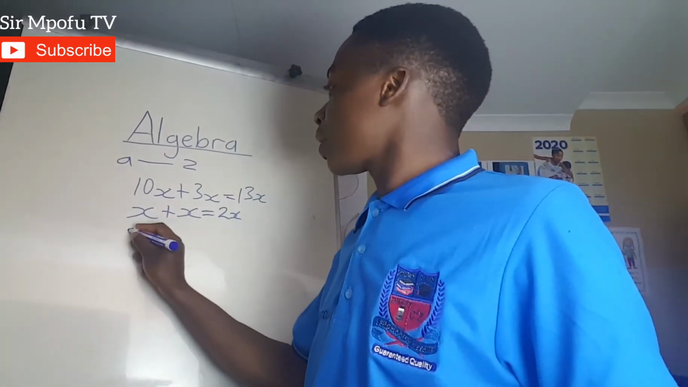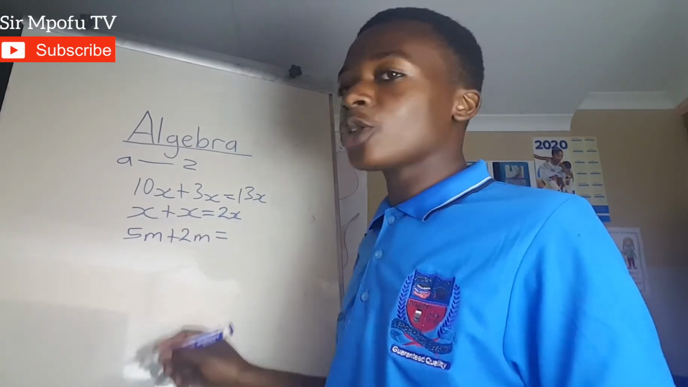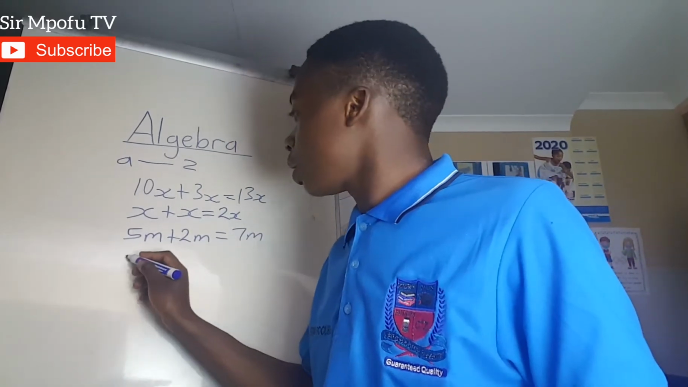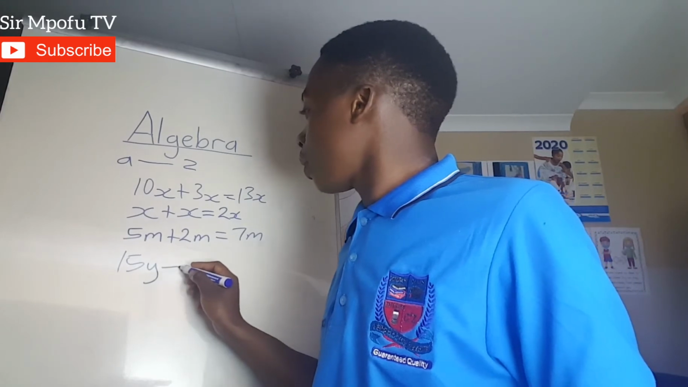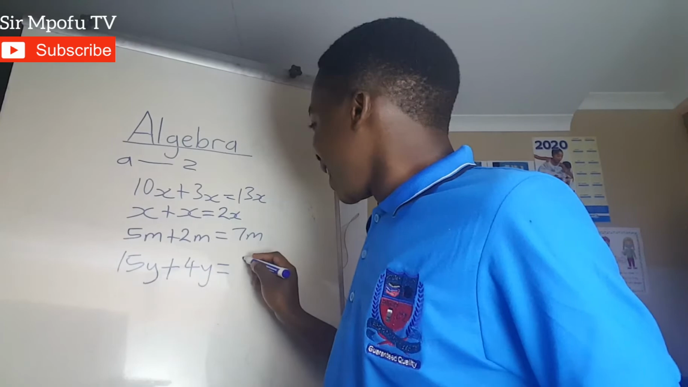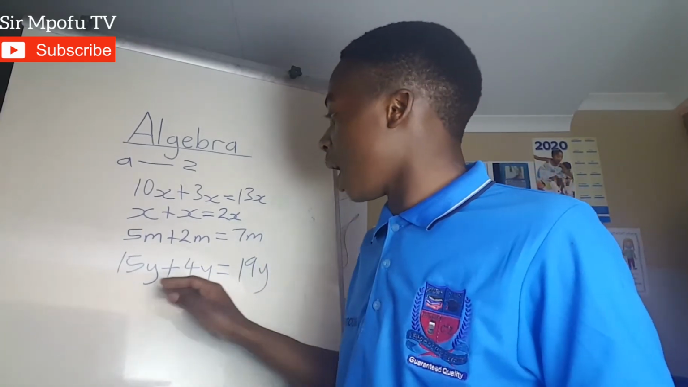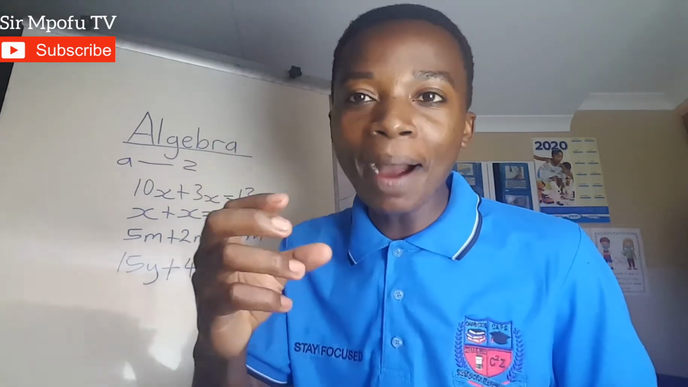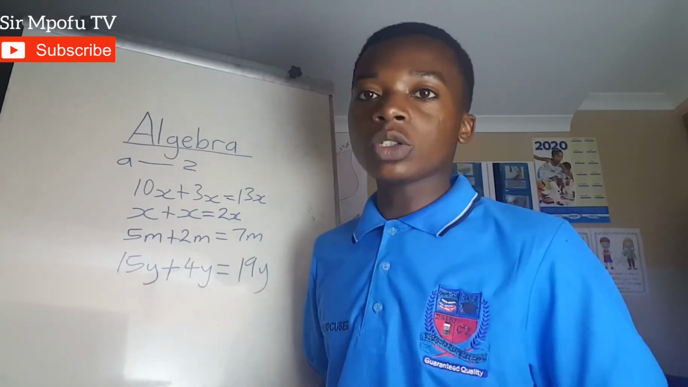Let's say we have 5m plus 2m. Our answer is going to be 7m. What if we have 15y plus 4y? Our answer is going to be what? 19y. Why? Remember, you just add the coefficient, which is the number that is with the algebra, or the number behind algebra, or the number multiplying algebra. So you are just saying 15 plus 4, then your answer is 19.